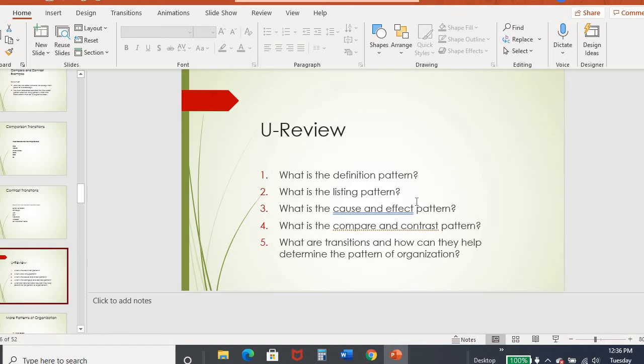Listing is just what it sounds like. They're going to list items off in no particular order using commas and maybe words like first, next, last.